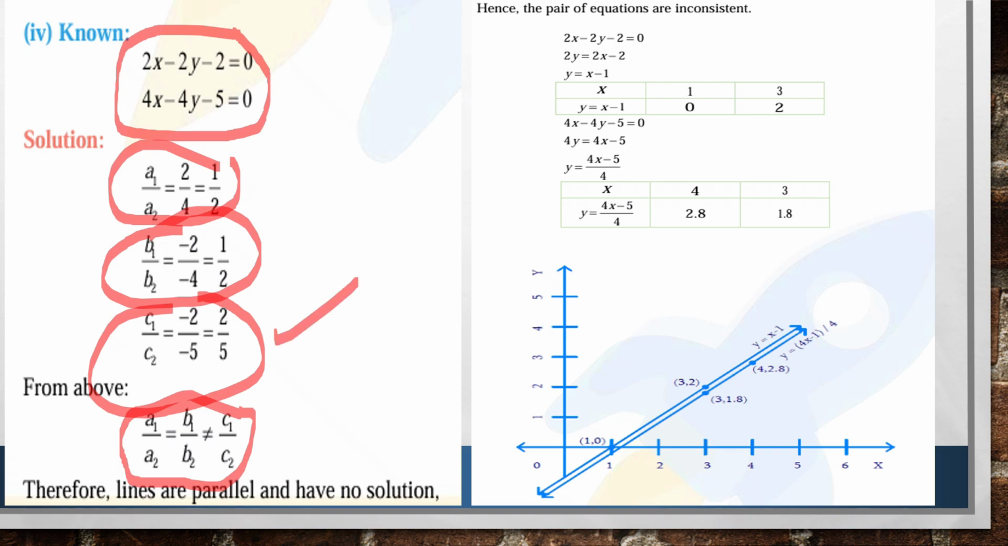By using the graph, you can see here 1, 0, 3, 2, 4, 2.8, 3, 1.8. So here the lines are like this. You can see this is the graph. So this is regarding the fourth main problem.